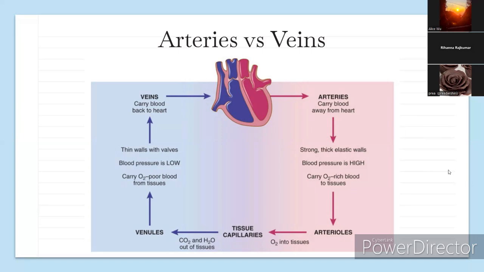As you can see, the picture is showing that the arteries carry blood away from the heart. They carry oxygen-rich blood to the tissues. This goes to the arterioles, to the tissue capillaries, and then the venules. And then from the venules, the veins are going to carry oxygen-poor blood from tissues. And because it's oxygen-poor blood, that means that the blood pressure is low, which is why veins have thinner walls.